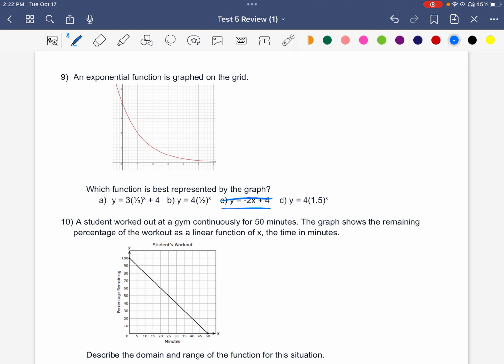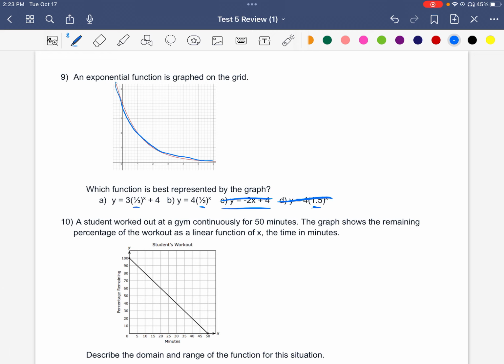All right, a little bit more problem solving. If I look left to right, if I start left and I go to the right, that function is decreasing. It's going down. So I know it's exponential decay. If I look at A, that's exponential decay, and B is also exponential decay. However, D is exponential growth. So I can also eliminate D.